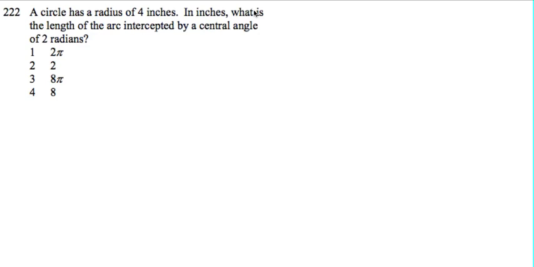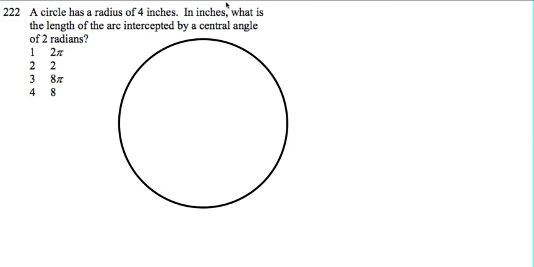Hello, let us look at arc length here together. A circle has a radius of 4 inches. If I have to draw a circle, assuming that that's the radius, and that's 4 inches. Now, what is the length of the arc intercepted by a central angle of 2 radians?